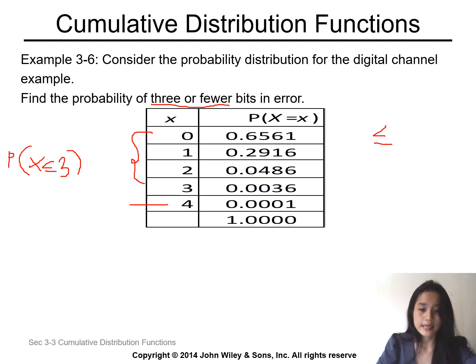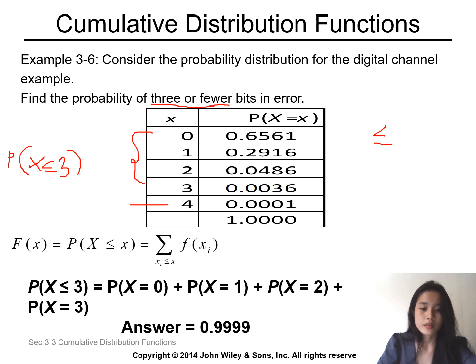So, it goes like this. F of x is equal to P of X is less than or equal to x, and this is our formula for the solution. Rather, P of X less than or equal to 3 is equal to P of X equals 0, plus X equals 1, equals 2, and equals 3. The answer to that is 0.9999, which is our CDF.